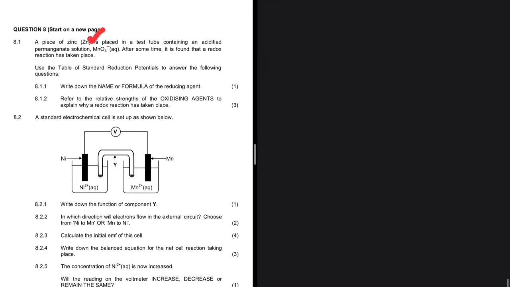A piece of zinc is placed in a test tube containing acidified MnO4-. After some time, it is found that a redox reaction has taken place. Use the table of standard reduction potentials to answer the following questions. Write down the name or formula of the reducing agent. On your table of standard reduction potentials, you have your reducing agents on the right and your oxidizing agents on the left. It should be easy to see that the reducing agent is zinc.